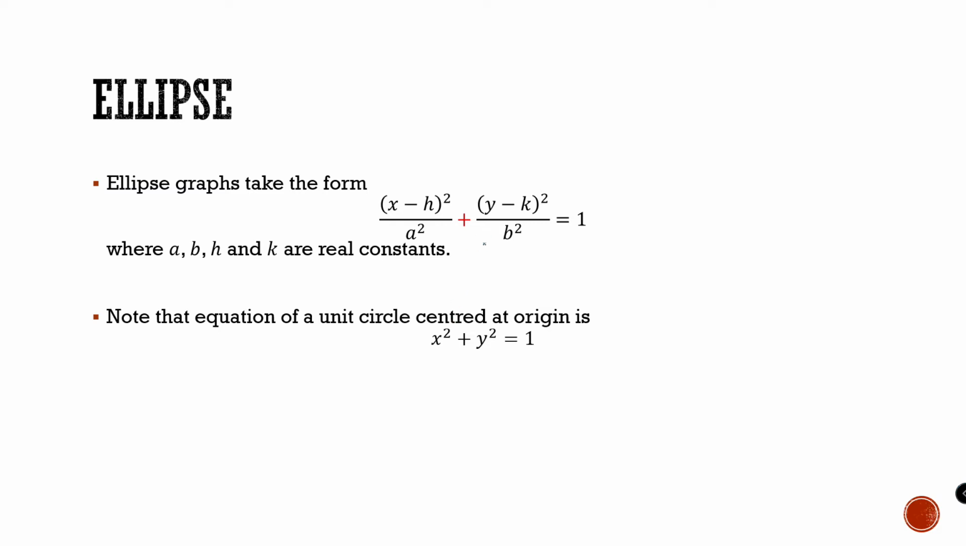This is like a transformation. We transform the circle to an ellipse. So in a way we can say an ellipse is a unit circle being stretched or squeezed and then translated. For example, we start off with a unit circle, and what you can do is substitute x to be x over a, and substitute y to be y over b.